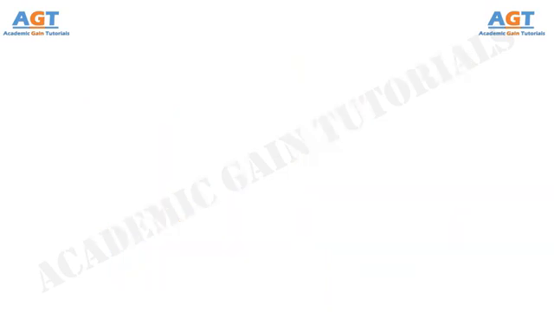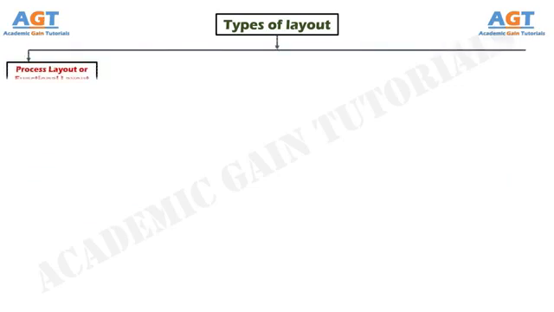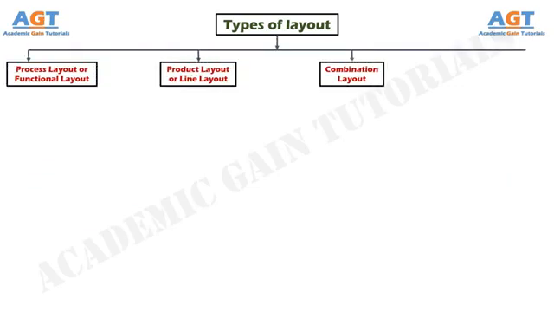Now, let's look at the 4 commonly studied types of layout in a production plant. 1. Process layout or functional layout. 2. Product layout or line layout. 3. Combination layout. 4. Fixed position layout. We will now discuss them in detail. Let's start with process layout or functional layout.